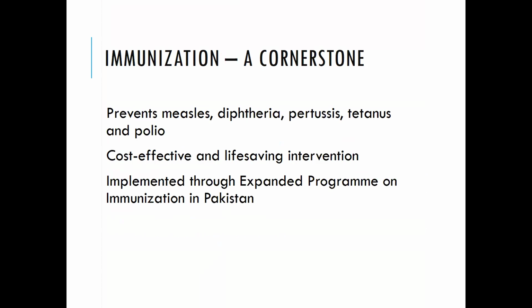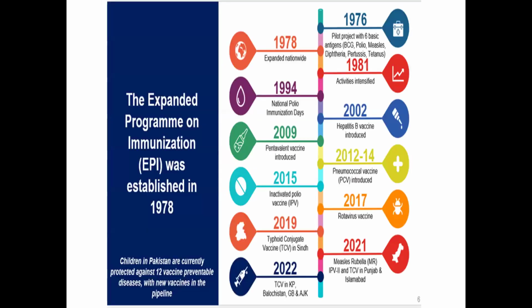Immunization is also a cornerstone which prevents many preventable diseases like measles, diphtheria, pertussis, tetanus, and polio. It is a cost-effective and life-saving intervention, implemented through EPI, the Expanded Program on Immunization in Pakistan. This is the timeline showing how the EPI was established and how different vaccines were introduced in different years. It was started in 1978; the pilot project was done in 1976 and it was established in 1978.